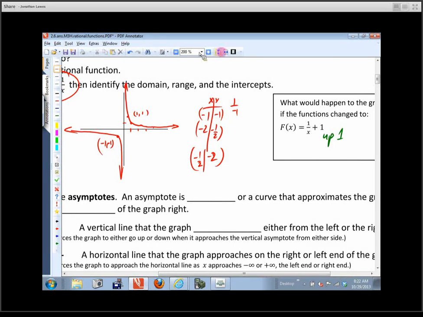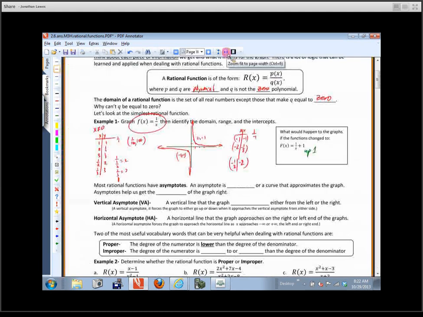Okay, so now we want to talk about some important features on this graph. Raise your hand if you've heard of the word asymptote. Almost everybody? Okay, good. All right, so let's talk about what an asymptote is. Because most rational functions have an asymptote, and this is how you spell asymptote, and you don't say it any weird way. It's asymptote, okay? Kind of a very silent P there. Okay, an asymptote is a line or a curve, it can be a curve, that approximates the graph. Okay, and here's what asymptotes do. Asymptotes help us get the shape of the graph right.